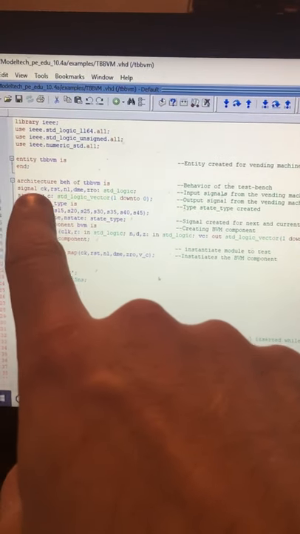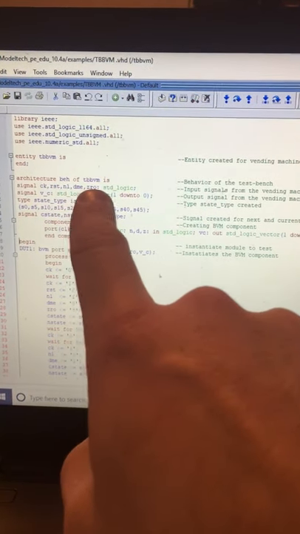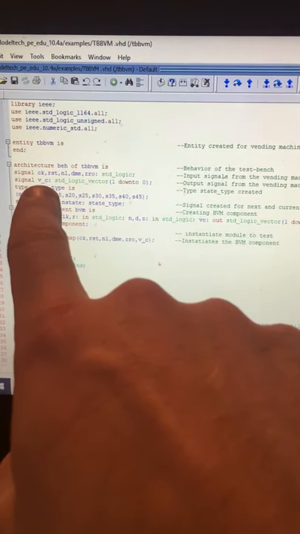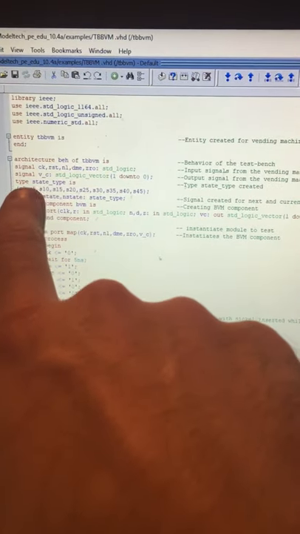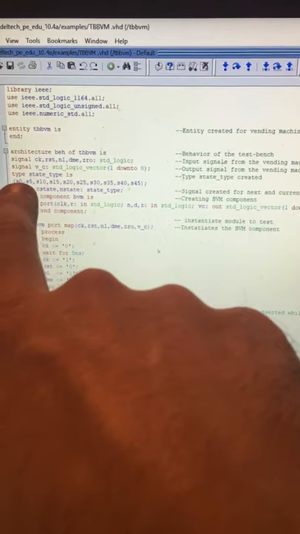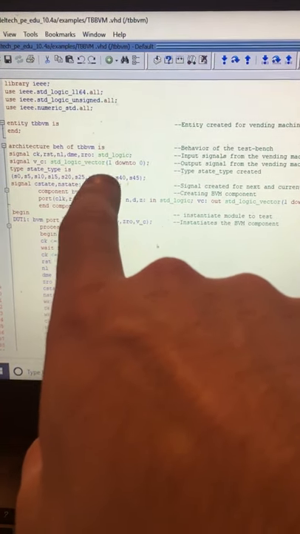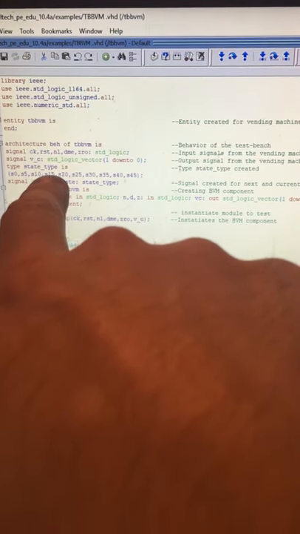I have signals here: clock, reset, nickel, dime, zero, in standard logic, 1 bit. Signal BC, which is a standard logic vector, 2 bit. And then I created a type called state type, which has state 0, 5, 10, 15, 20, 25, 30, 35, 40, 45. And then I have signals C state and N state, which are of state type.